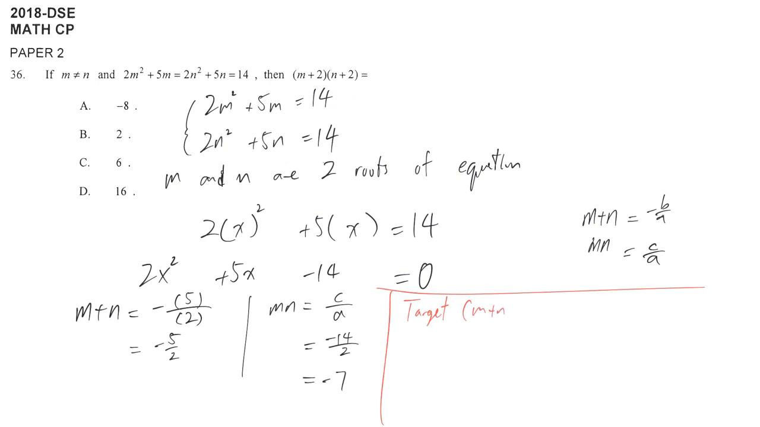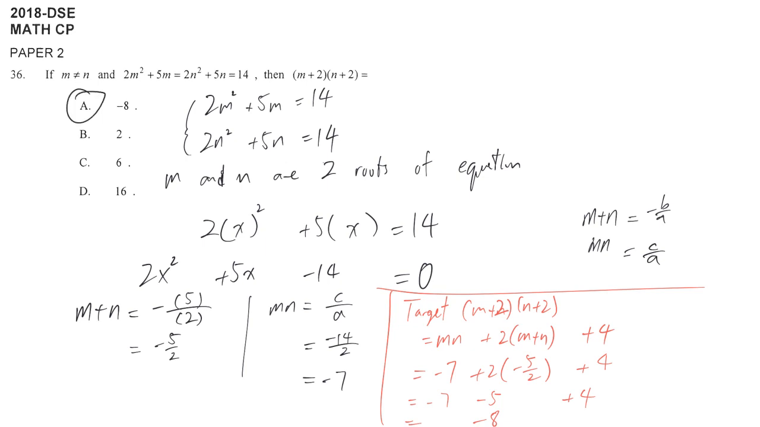The target is m plus 2 times n plus 2. That means mn, and then plus 2 times m plus n, and then plus 4 here. Now we are going to replace the components that we already found. mn means negative 7, and then plus 2 times negative 5 over 2, plus 4. So we find out the answer should be A here.